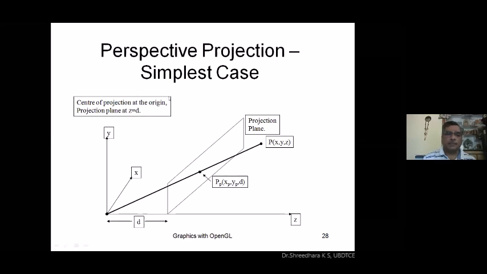Very simplest case. This is the plane. This is the point P of x comma y comma z. We are projecting onto this plane, and this point is plotted in this plane at xp comma yp comma d. D is the distance. Previously, all these points were coinciding at the origin, the center of projection. Now we are not making it coincide, we are placing it at some point of the plane, hence it is at a distance of d.